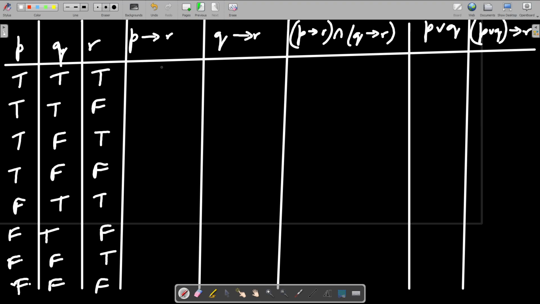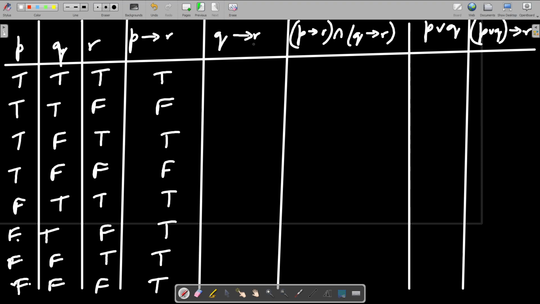Now P implies R. When is P implies R true? It's always true except for the case when the first one is true and second one is false. So here true and true is true. True and false is false. True and true, true again. True and false again, so false. False and true, true. False and false, true. False and true, still true. False and false, again true.